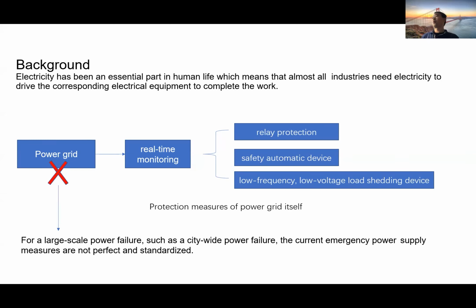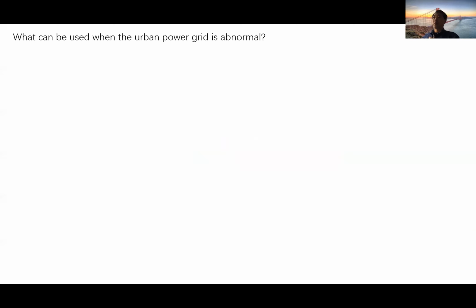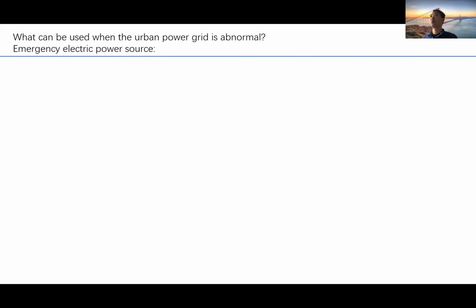However, when the power grid itself is damaged and stops working, for a large-scale power failure, such as a citywide power failure, the current emergency power supply measures are not perfect and standardized. So what can be used when the urban power grid is abnormal? The answer is emergency electrical power source.